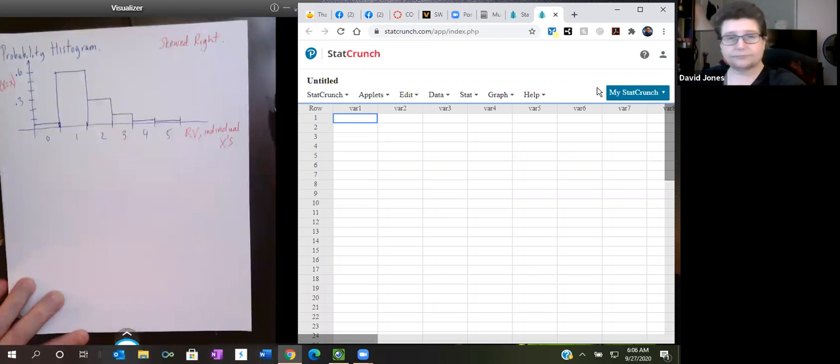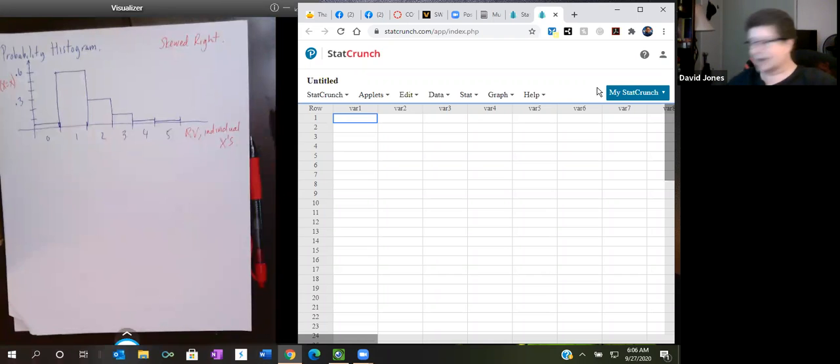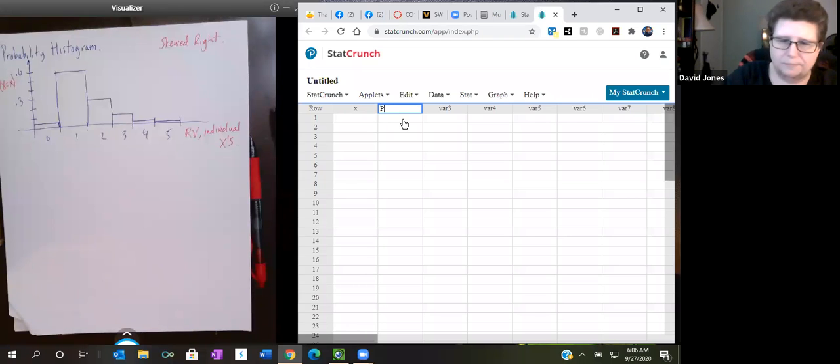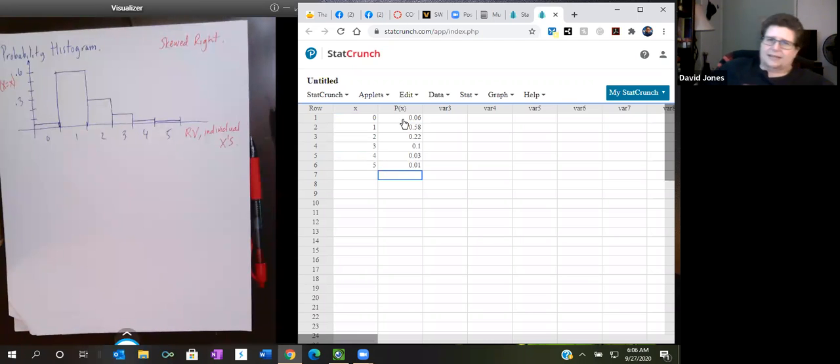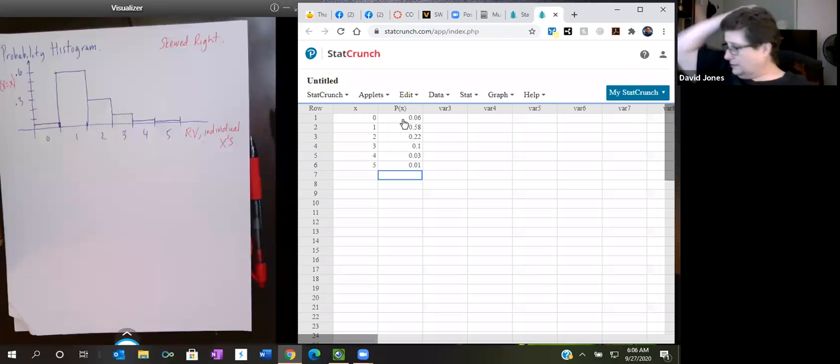Okay. And I'm going to take a second to add that into Statcrunch right here. I'm going to call the first column x. I'm going to call the second column p of x, just so that I know what I'm looking for later. 0, 1, 2, 3, 4, 5. And I'll give it values because we're going to use them in a second. 0.06, 0.58, 0.22, 0.1, 0.03, and 0.01. So I got my values in Statcrunch right there.